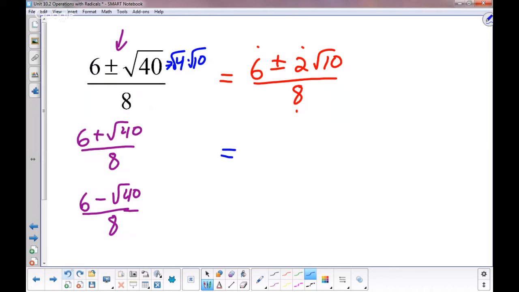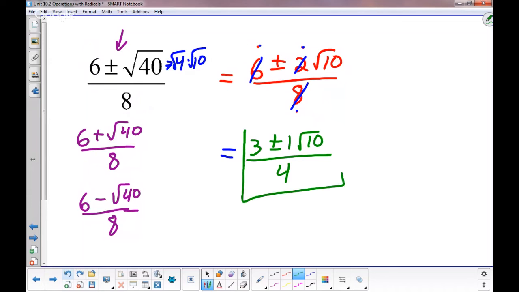And I do notice that my 6, 2, and 8 are all divisible by 2. So I can divide each and every one of these by 2. And what that'll give me is 6 divided by 2 is 3, plus or minus 2 divided by 2 is 1, so I don't have to put it there. If you want to, you can go 1 root 10. I'm not touching the root 10. Again, it's on the inside. And then 8 becomes 4. So my answer in this case ends up being 3 plus or minus the square root of 10, all over 4. And that's where we leave it. That's my answer.